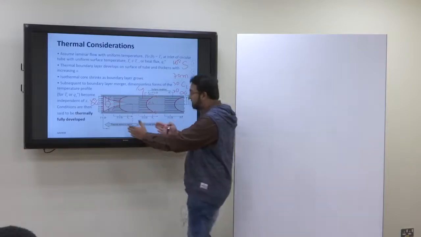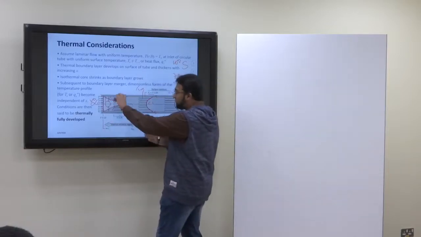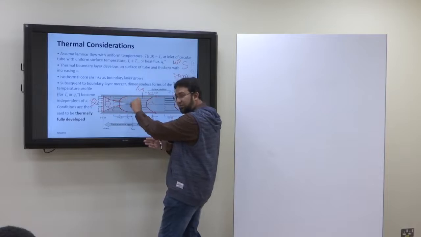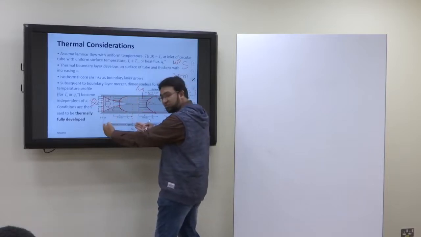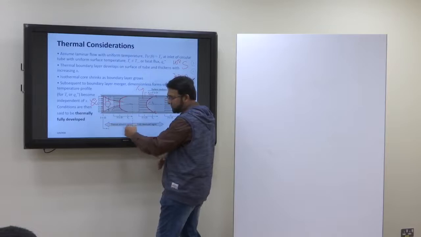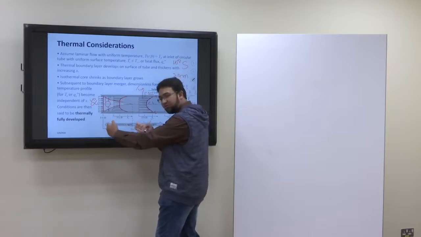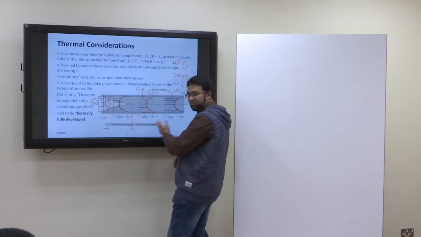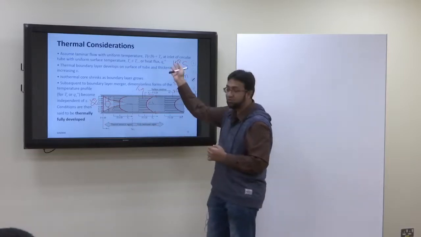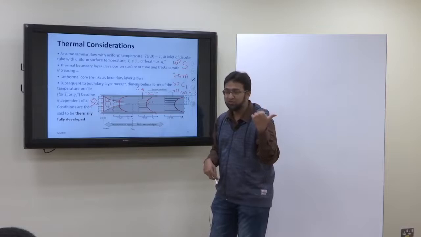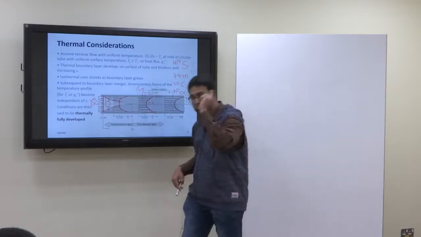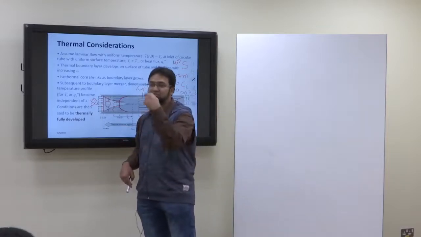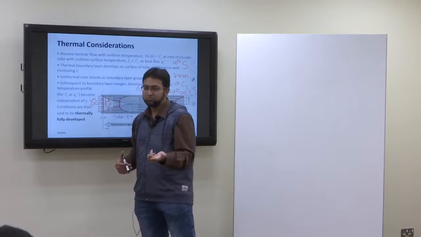Similarly, when the thermal boundary layer is fully developed, the entrance region for that is known as the thermal entrance region, and the length is the thermal entry length. Then we'll have the fully developed region. So this is for the thermal consideration. The last one was for the hydrodynamic consideration. Hydrodynamic consideration deals with the velocity. Thermal consideration deals with the temperature.